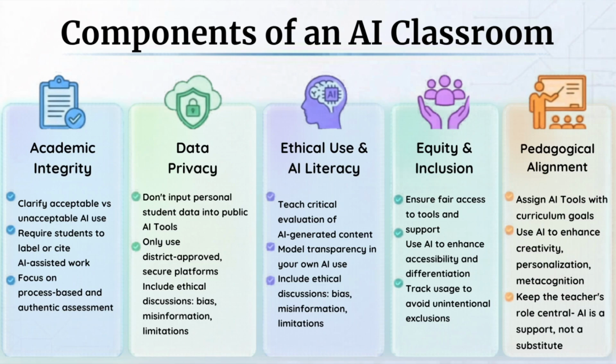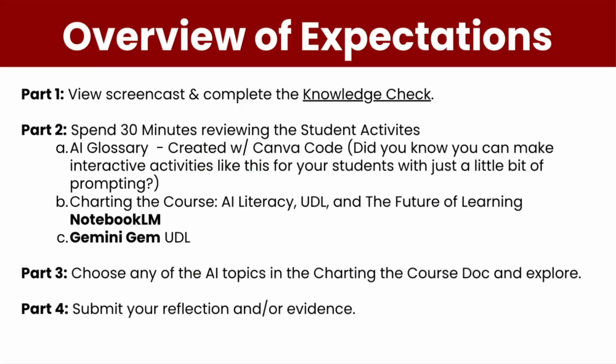The components of an AI classroom include academic integrity, data privacy, ethical use and AI literacy, equity and inclusion, and pedagogical alignment. When all of these components are in place, AI becomes a really powerful tool to support meaningful and inclusive learning. AI, when used thoughtfully, can help us remove barriers and design learning experiences that truly reach every student. And that's what UDL is all about.